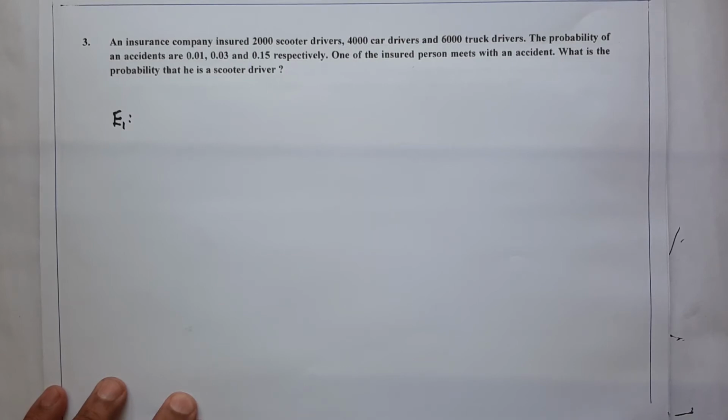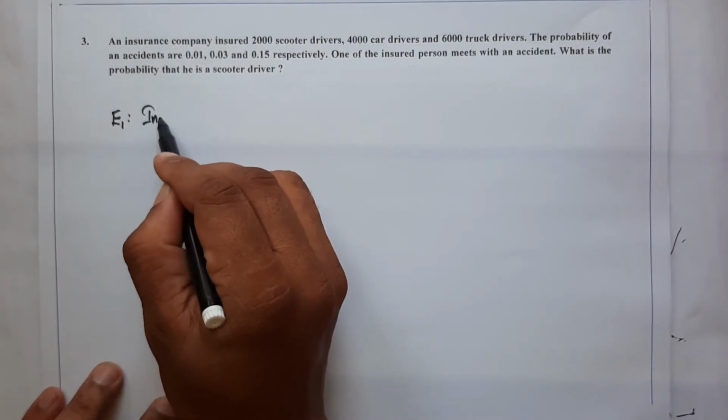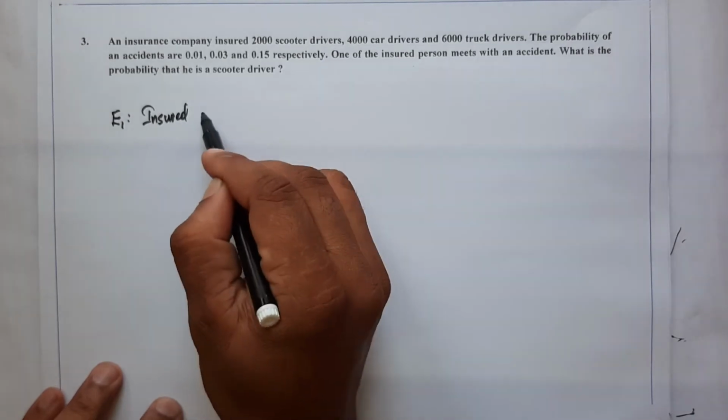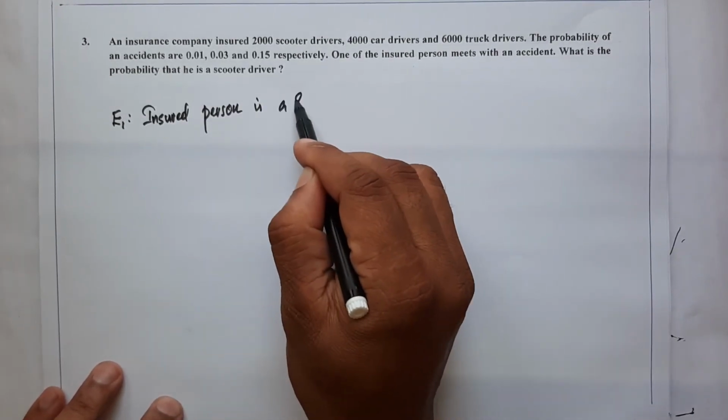അവിടെ ആക്സിഡൻറ്റ് സംഭവിച്ചു കഴിഞ്ഞു. One of the persons selected and he meets with an accident. Then അത് ഏതിലാവുന്നതിൻ്റെ പ്രോബിലിറ്റി? First event, that is scooter driver ആവുന്നതിൻ്റെ പ്രോബിലിറ്റി. Here we select E1 as insured person is a scooter driver.